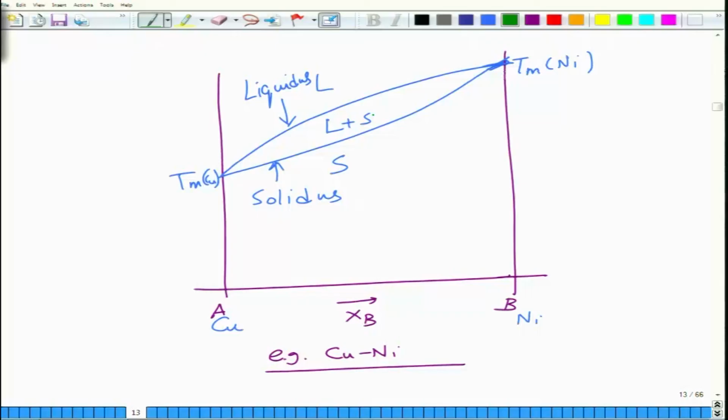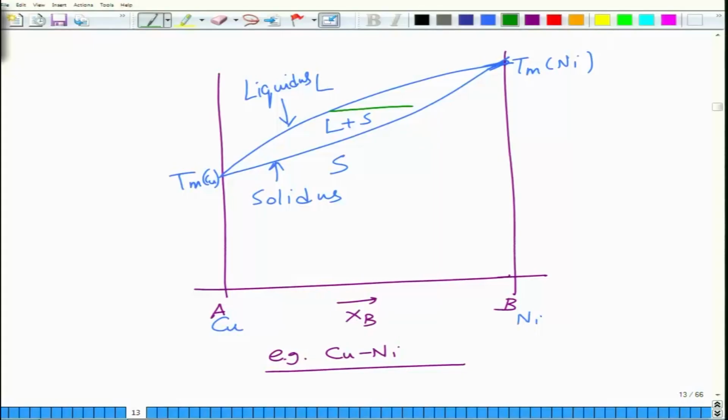The boundary between liquid and liquid plus solid region is called liquidus. The phase boundary between solid and liquid plus solid is called solidus, and between liquidus and solidus you have a two phase region of solid and liquid, and the compositions of liquid and solid phases are governed by these horizontal lines. I'll talk about those things a little later.